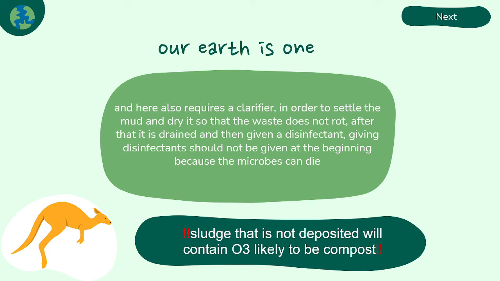Here it also requires a clarifier in order to settle the sludge and dry it so that the water does not rot. After that, it is drained and then given a disinfectant. Disinfectant should not be given at the beginning because the microbes can be killed.